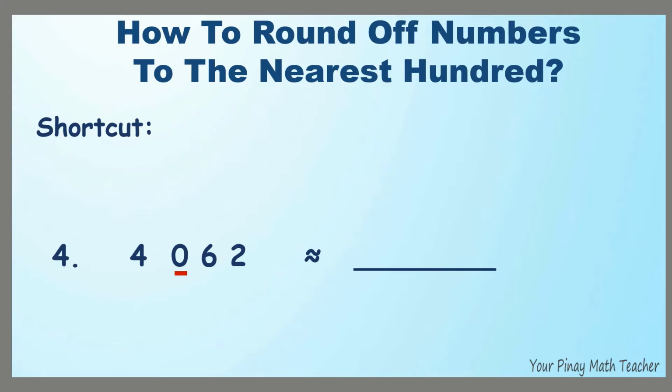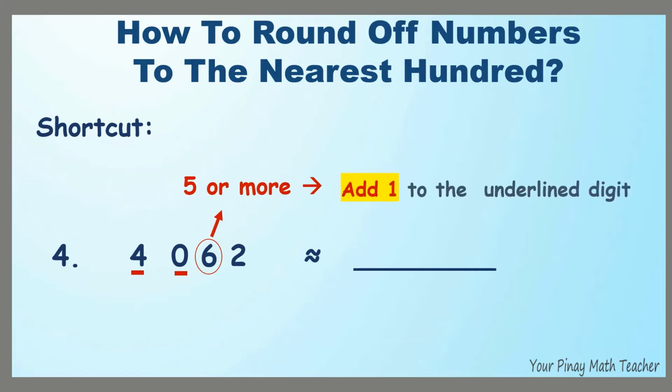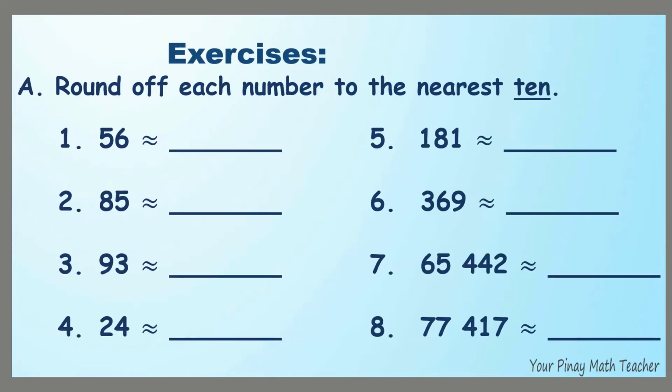Number 4, 4,062. The hundreds digit is 0. We'll also underline the digit to its left, 4, and encircle the digit to its right, which is 6. Since it is more than 5, we have to add 1 to the underlined digit. So we have 41, and the rest, including the encircled digit, become zeros. So the answer is 4,100. For your exercises, kindly pause the video while you are answering and replay it for the answers.